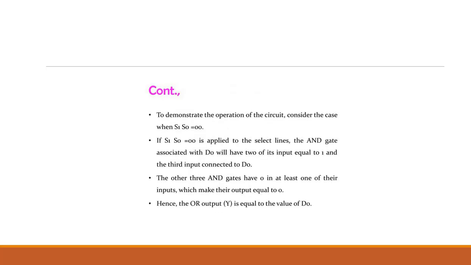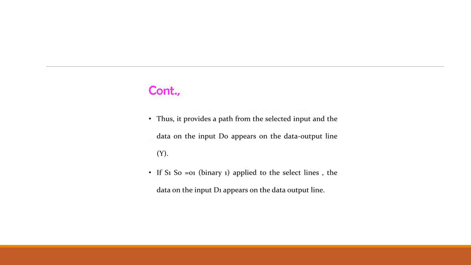Suppose S1 is 0 and S0 is 0. The applied select lines and the AND gate associated with D0 will have two of its inputs equal to 1 and the third input connected to D0. So the other 3 AND gates have a 0 in at least one of their inputs, which makes their output equal to 0. Hence the OR output is equal to the value of D0. Thus it provides a path from the selected input, and the data on D0 appears on the data output line.